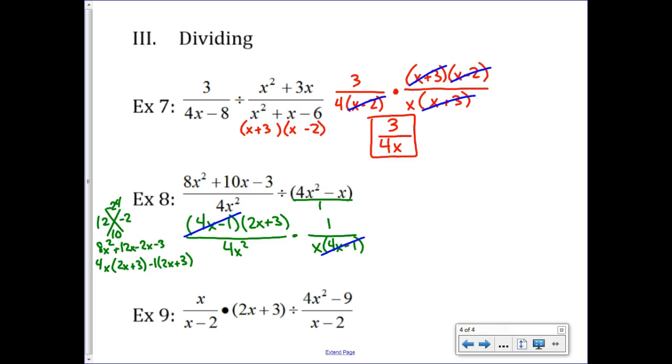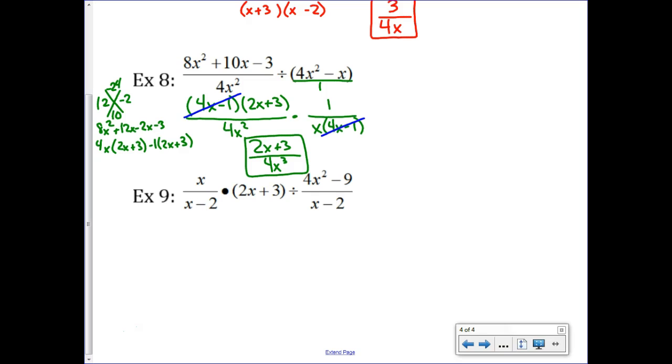Let's see. Back to green. 2x plus 3 times 1 over 4x squared times x, so 4x to the third. And that's our final simplified answer.